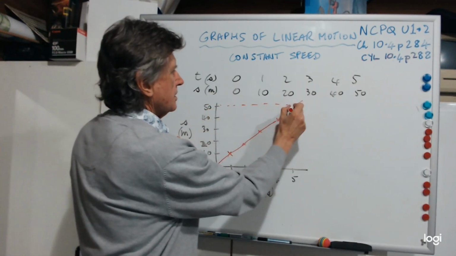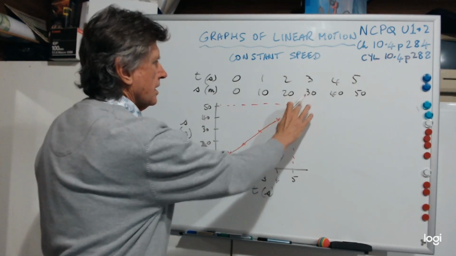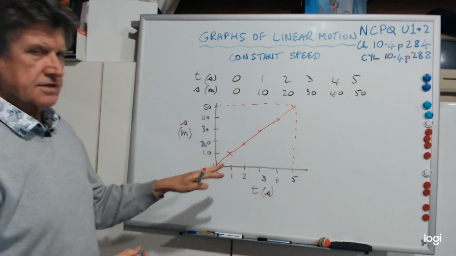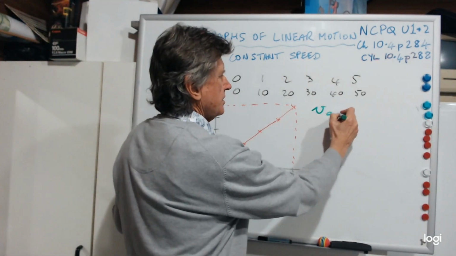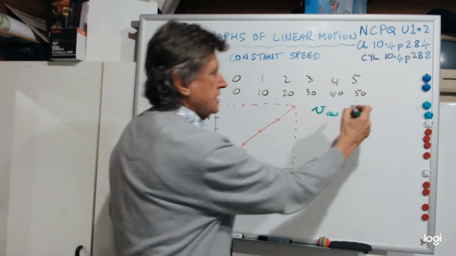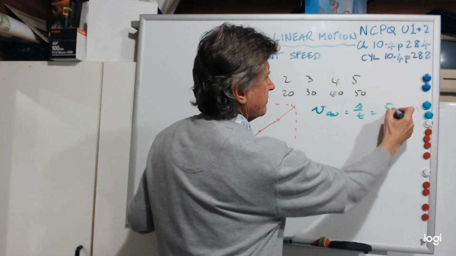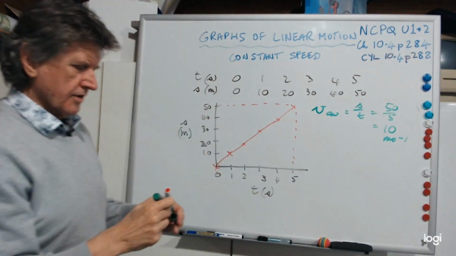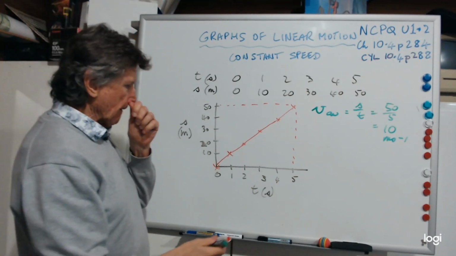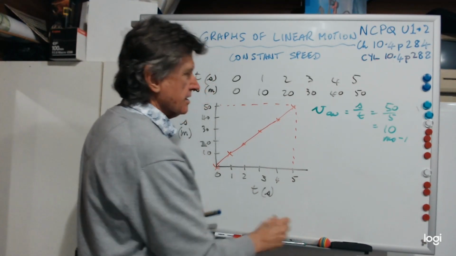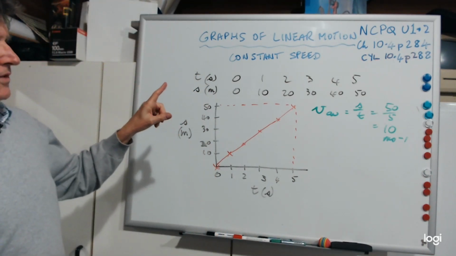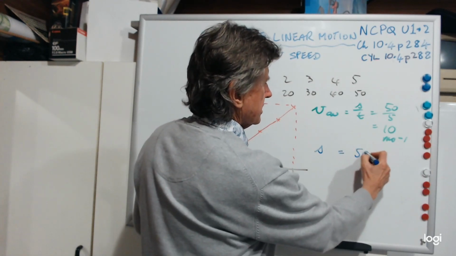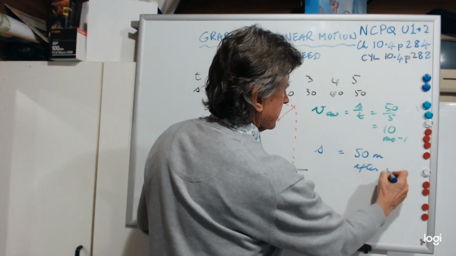Now if you think about it, the question is, what's the average velocity? Let's have a look at some of the characteristics of this. The V average is just S on T, so it's 50 over 5, which is 10 meters per second. Now we're not worried about the direction. I haven't told you about the direction. The other thing is the displacement, the S, equals 50 meters after 5 seconds.